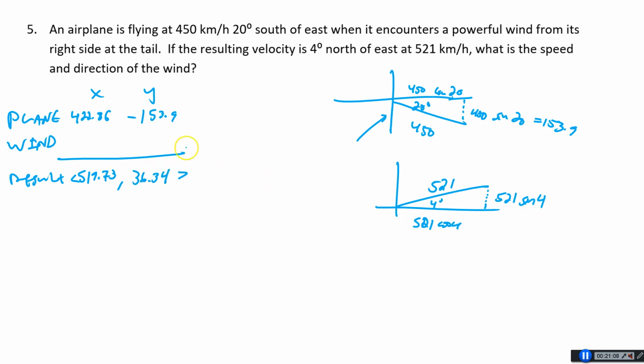So the question is, what's the wind? Well, I can find these two things by subtracting, because when I add these together, it should make 519. So to find this guy right here, it's going to be 519 minus 422.86.